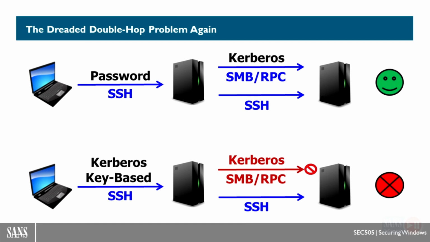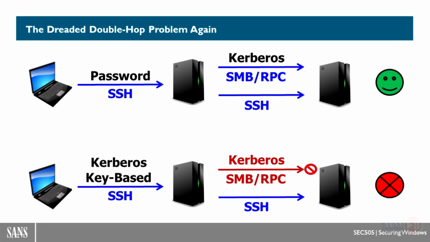So for example, I SSH into the jump server in the middle, and then I map a drive letter over SMB. Or I use a command line tool that uses RPC. And you know what? It'll work. I've got the smiley face on the right-hand side. So in that case, we don't have the dreaded double hop problem here. I can make a double hop. I can hop into the jump server and then make a second hop to the third machine on the right-hand side, and it does work.